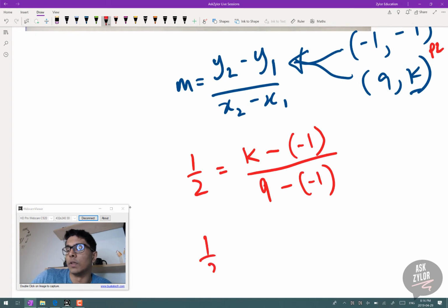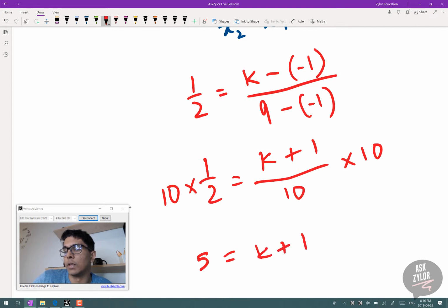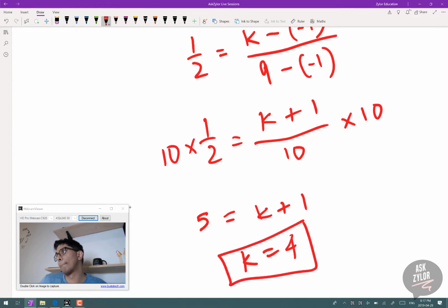So I have 1/2 is equal to k plus 1 over 9 plus 1 is 10. So in this stage I can multiply both sides by 10 to give me 10/2, which simplifies to 5, and then k plus 1 on the right side, and then if I get k by itself I get 5 minus 1. In other words, k is going to be 4.